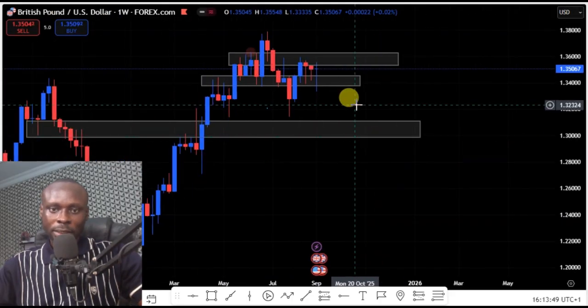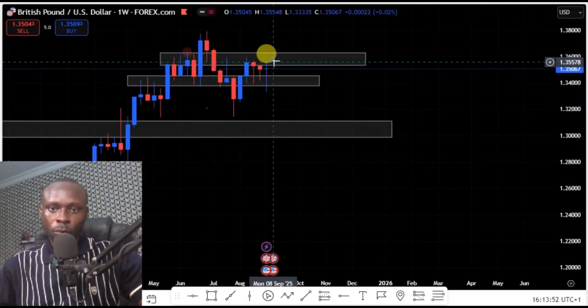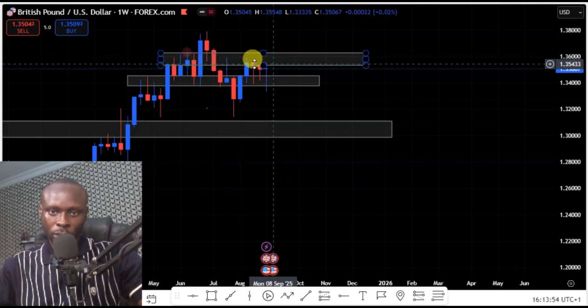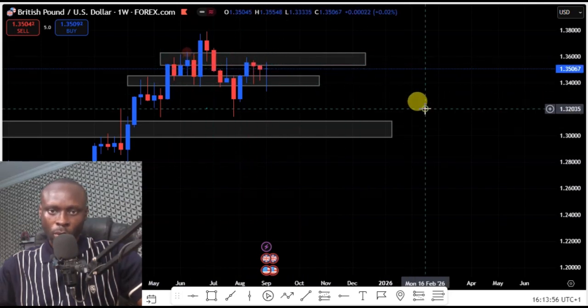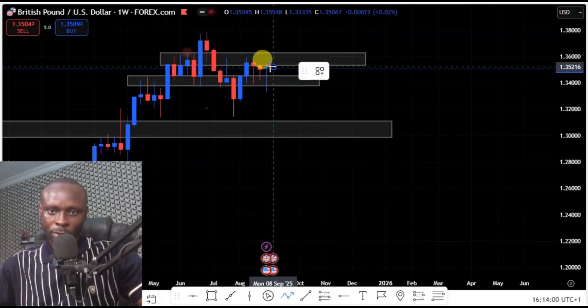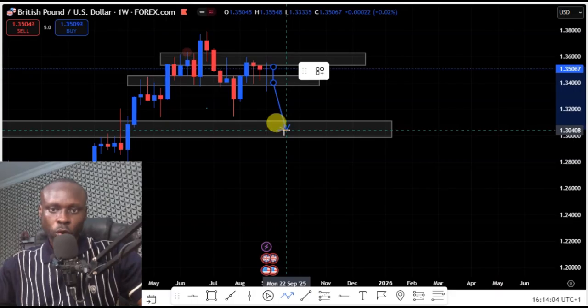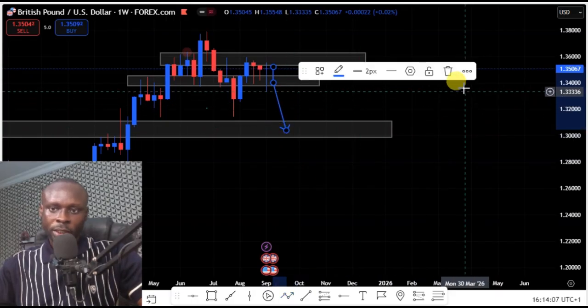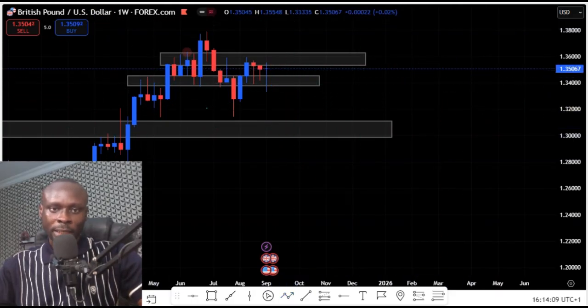On my weekly chart now, you can see that price rejected from this weekly resistance on the Great British Pound USD, which is a very strong resistance level, which indicates we expect a push of price back to this support. If price can break this support, we expect price to push to this next support on the weekly chart. So let's go back to our daily chart.